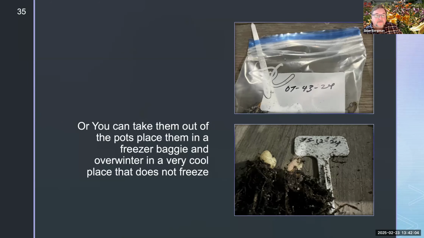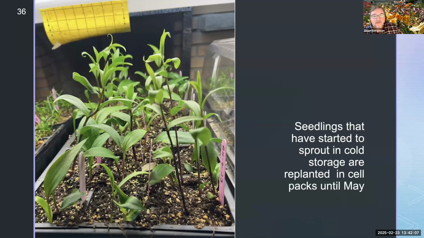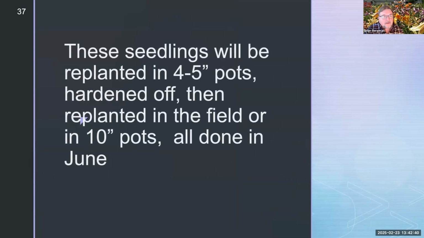And then next slide. And then some of these seedlings that have started to sprout in the cold storage, usually around March sometime. Asiatics will start sprouting around now. Then I will take them out and put them in the 18 cell packs again, and replant them. Have them in the basement so that they sprout out in there. You can see them sprouting, and then I'll replant them later on in May. Next slide. And these seedlings will be replanted in May in 4 to 5-inch pots, and then they're hardened off.